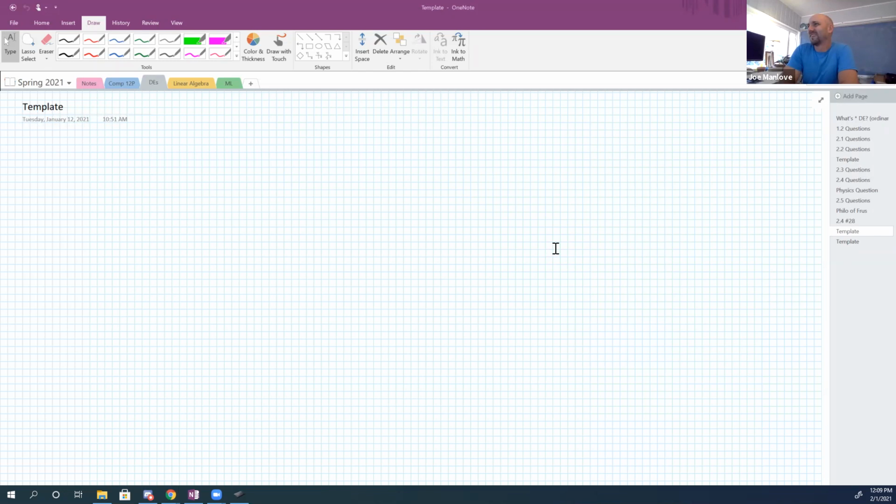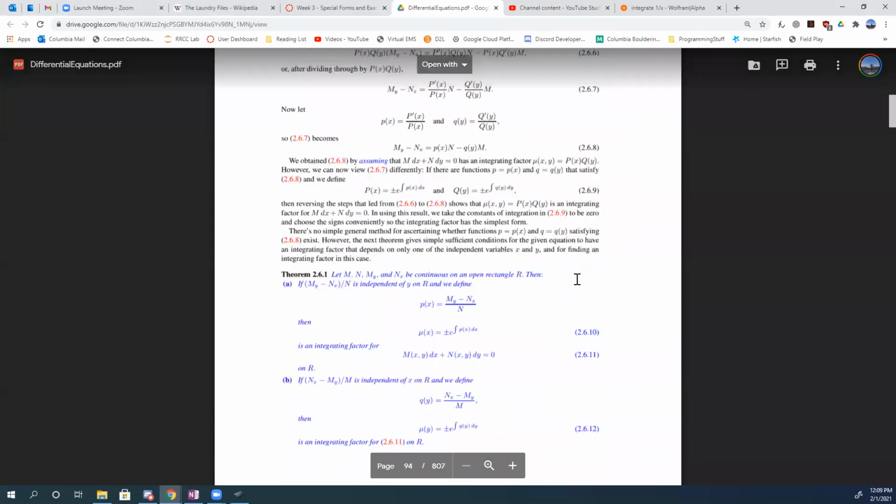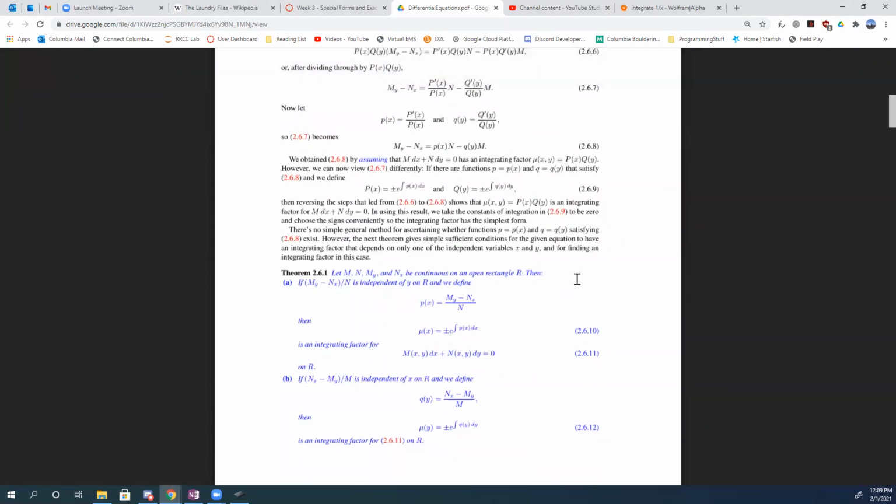So for that theorem 2.6.1, I was wondering why you get the full integrating factor when you only get it with respect to x or y. Like, why if you do one or the other, it works just with one and not both, if possible.